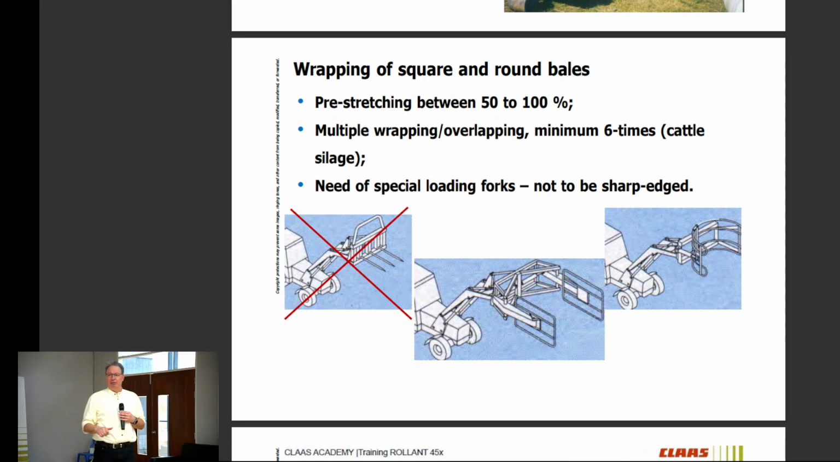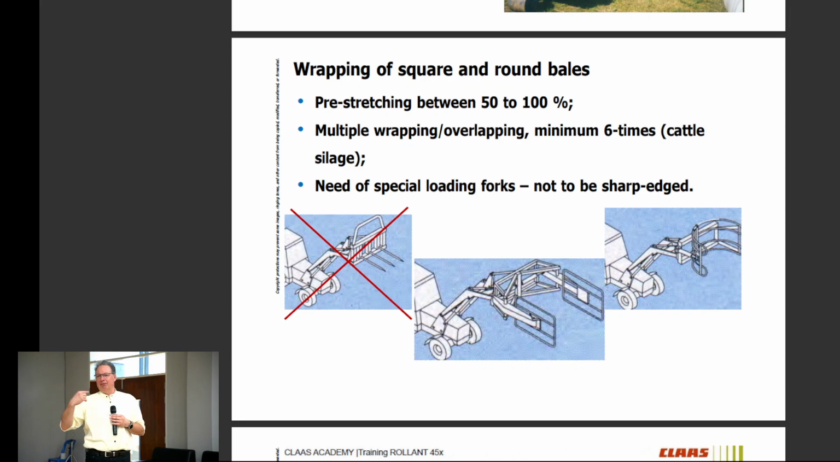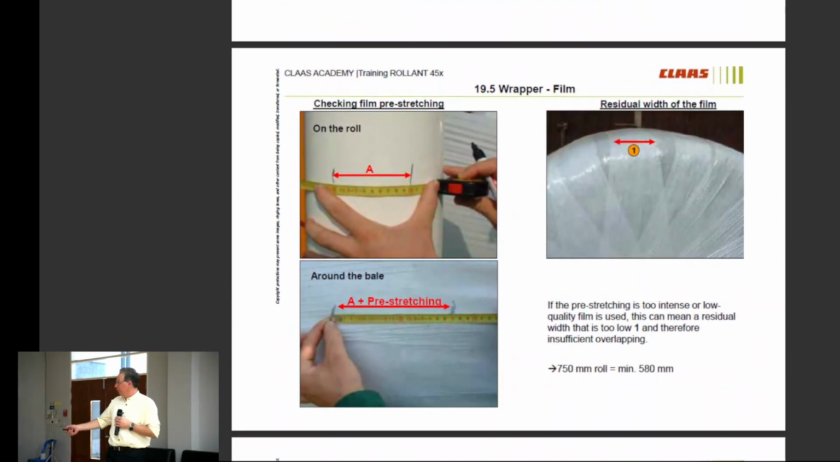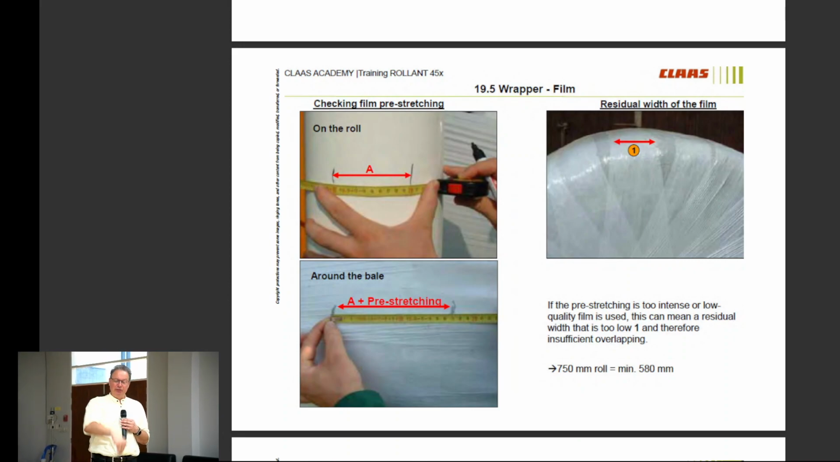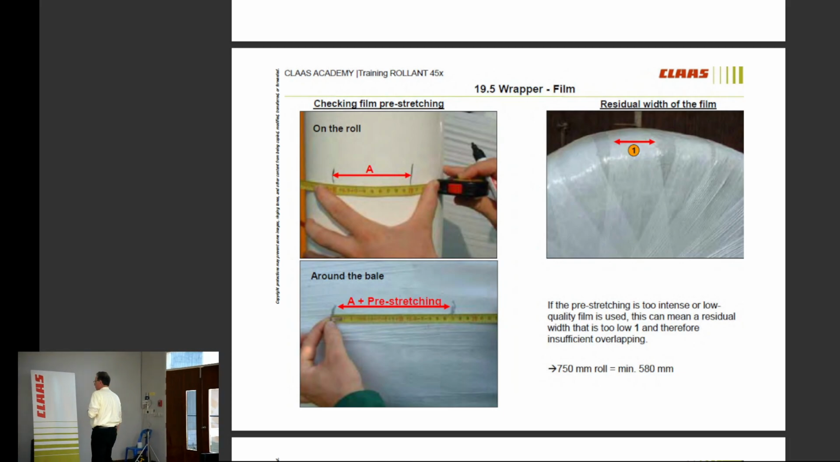And again, as a rule of thumb, normally at least 6 times of wrapping would make sense, because otherwise you might have regions where there is not enough overlapping, so oxygen can go into the bale. Again, you're losing money. And what happened in Germany recently is that they started a recycling program for the stretch film, to keep the cost of the stretch film lower, and to make it a little bit more sustainable. So these are also things you might have to think about, but otherwise it's a real good system.